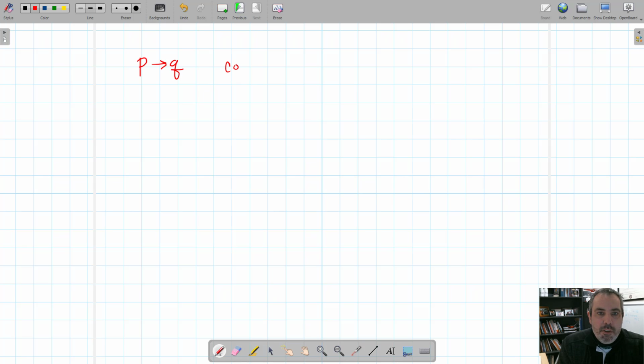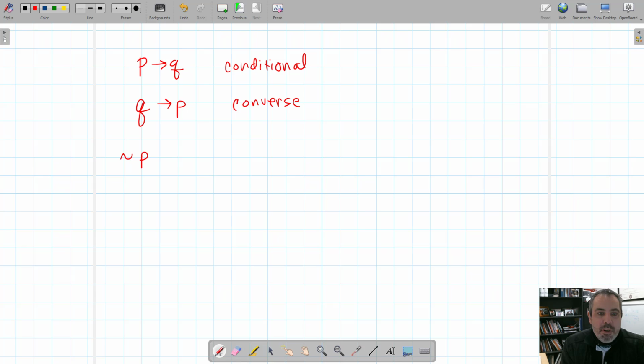This is the normal conditional statement. I can turn it around, and it's referred to as the converse. The converse is: if you get ice cream, then you clean your room.